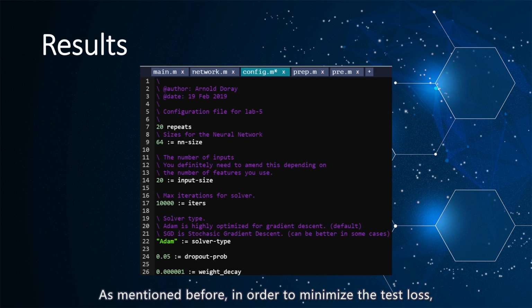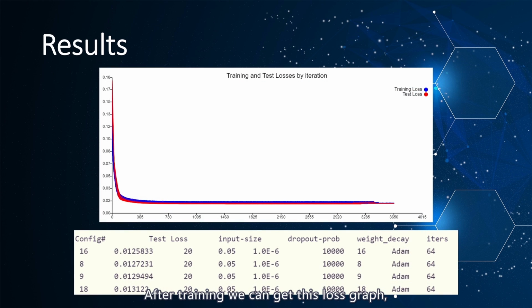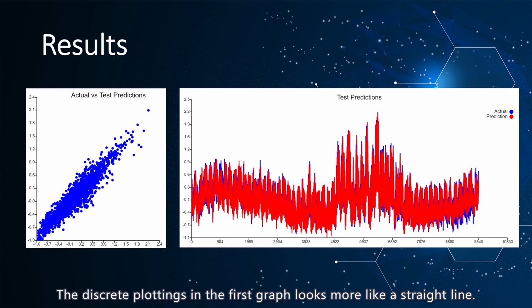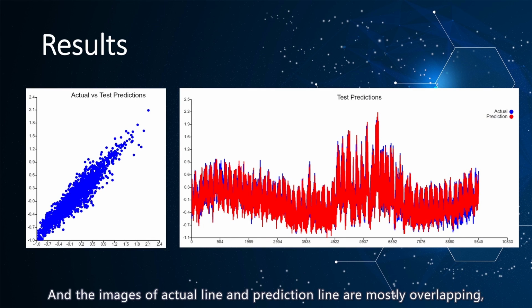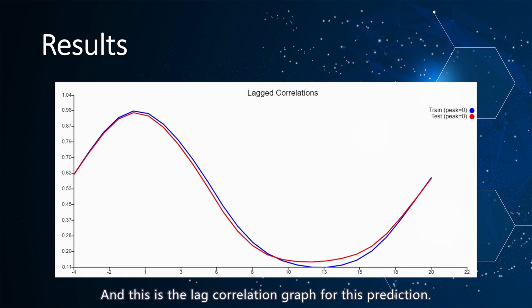As mentioned before, in order to minimize the test loss, we finally set the N set to 64 to do the final prediction. After training, we can get a loss graph. We can see that the lines of the train loss and test loss are very close. The discrete plotting in the first graph looks more like a straight line, and the actual line and the prediction line are mostly overlapping, which means that the prediction looks very good. And this is the log correlation graph for the prediction. Just one peak at log 0 and no second peak on the graph.